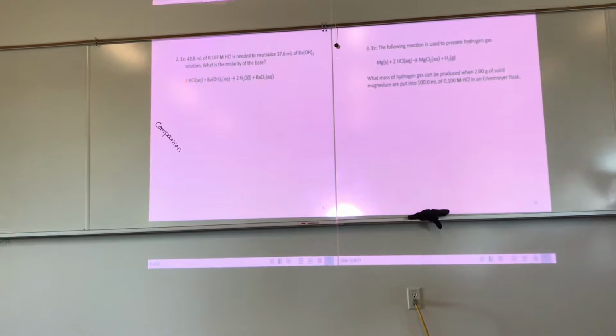It says the following reaction is used to prepare hydrogen gas. Magnesium solid reacts with hydrochloric acid to make magnesium chloride plus hydrogen. What mass of hydrogen gas can be produced from 2.00 grams of solid magnesium when that's put into 100 milliliters of 0.100 molar HCl? This is actually what we do in lab number 4.